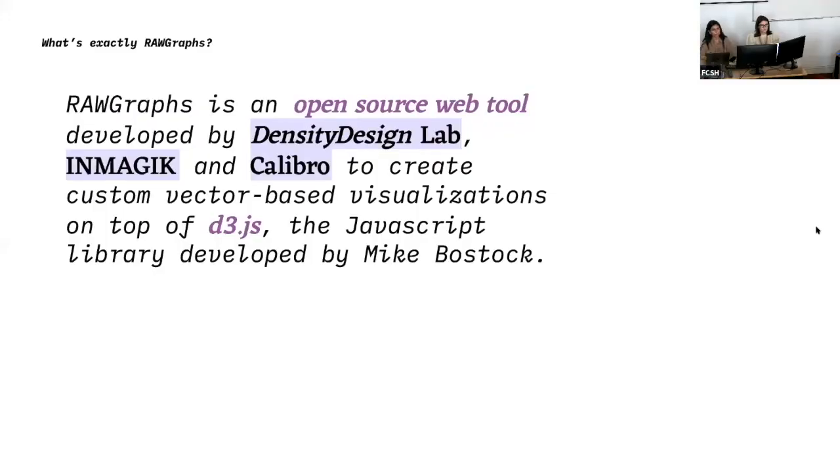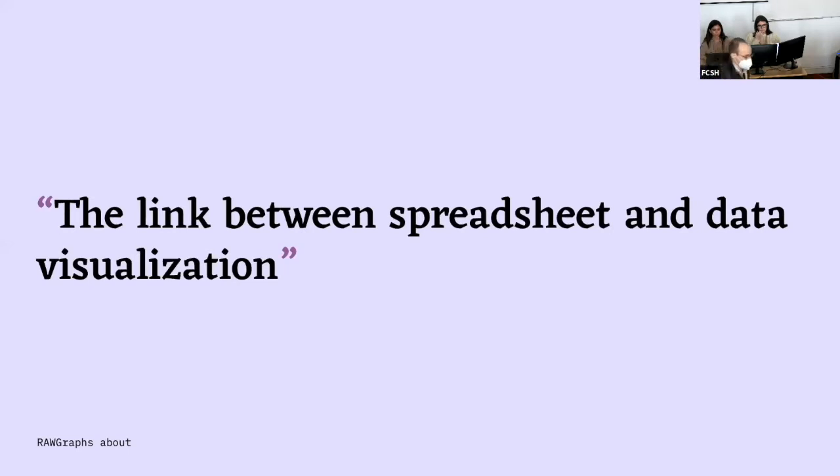RawGraph is an open source web tool developed by Density Design Lab, Imaginary and Calibro, three realities around Milan. We use this payoff to describe RawGraph's intent: the link between spreadsheet and data visualization, because with this payoff we stress the fact that the tool is designed to be very easy and quick to use.